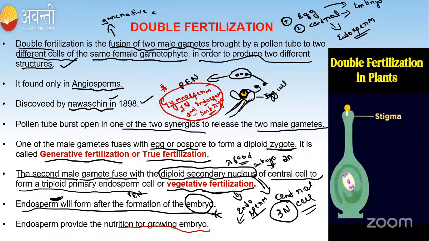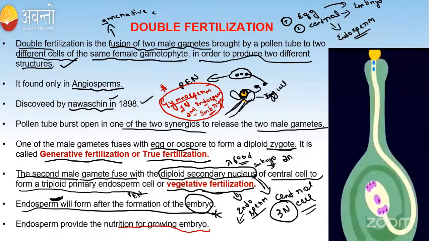Pollen grain, stigma. Now the pollen tube is forming. Now it is entering through the micropylar end. Then one gamete is going to fuse with the central cell and another with the egg cell. So this is what we are going to call double fertilization.